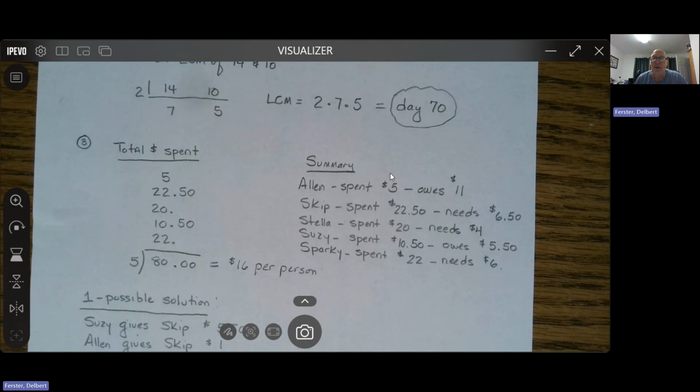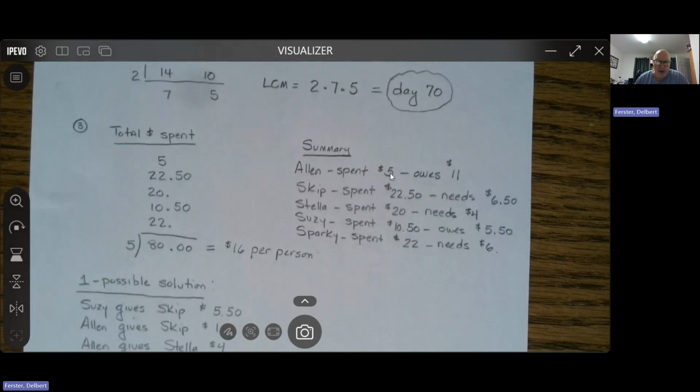Skip has spent $22.50. So somebody's got to give him money. He's overspent. He needs to get $6.50. Stella spent $20, so somebody's got to give her 4. She's overspent by 4. Susie spent $10.50, so she owes $5.50 to get to 16. And the last person is Sparky. He spent $22, so he's 6 over, so somebody's going to have to give him $6.